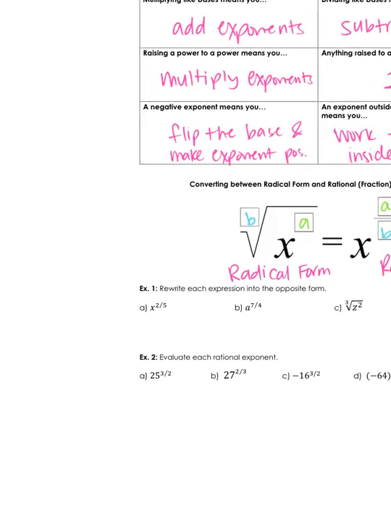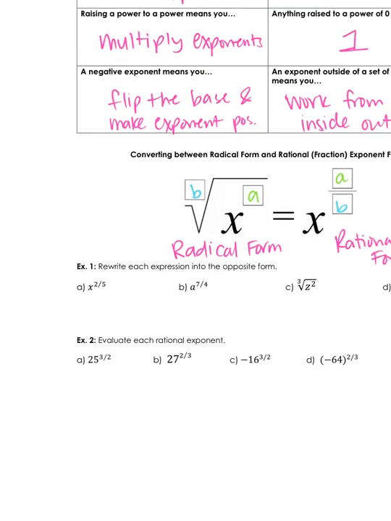So let's look at a couple of examples here. We're going to rewrite it in the opposite form. So this right here is our rational exponent. So we want to write this as a radical. I know I'm going to have a radical sign, and my base is x. I'm going to take this 2, and it's going to go inside. This 5 is going to go outside. Of course, I did this with the opposite colors of above. I'm sorry. Just know that the colors go together.